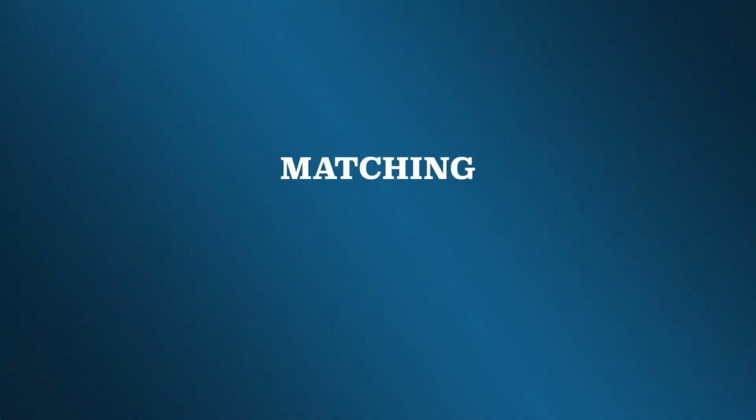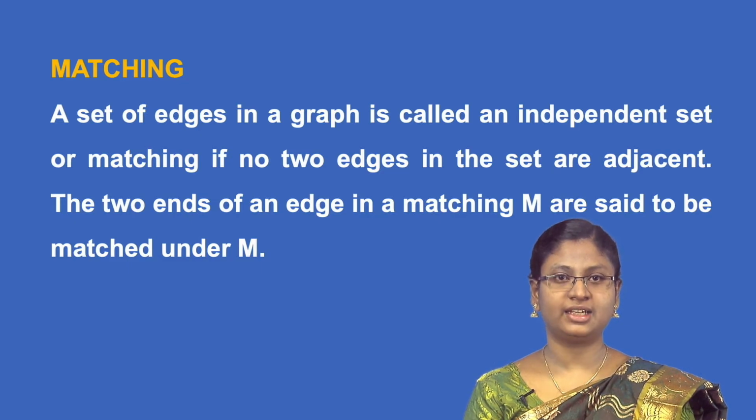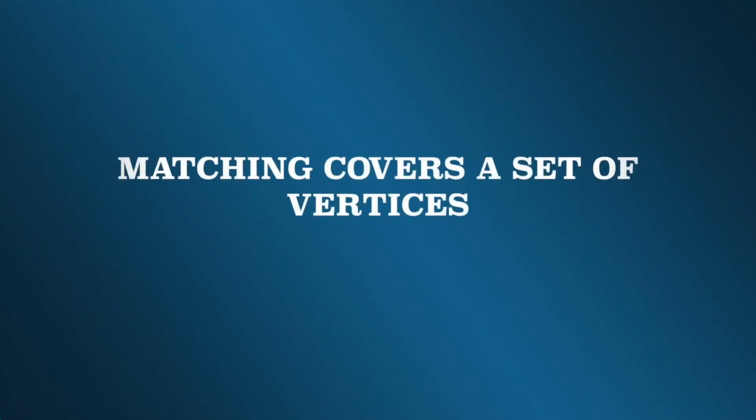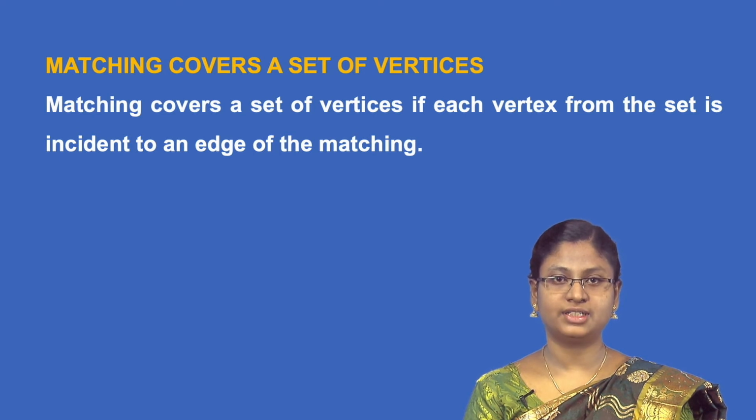Before getting to the proof of Hall's marriage theorem, we need to recall some concepts. First, let us recall the definition of a matching in a graph first. So, a set of edges in a graph is called an independent set or matching if no two edges in the set are adjacent. The two ends of an edge in a matching M are said to be matched under M. Let us see the definition of a matching that covers a set of vertices in a graph. Matching covers a set of vertices if each vertex from the set is incident to an edge of the matching.